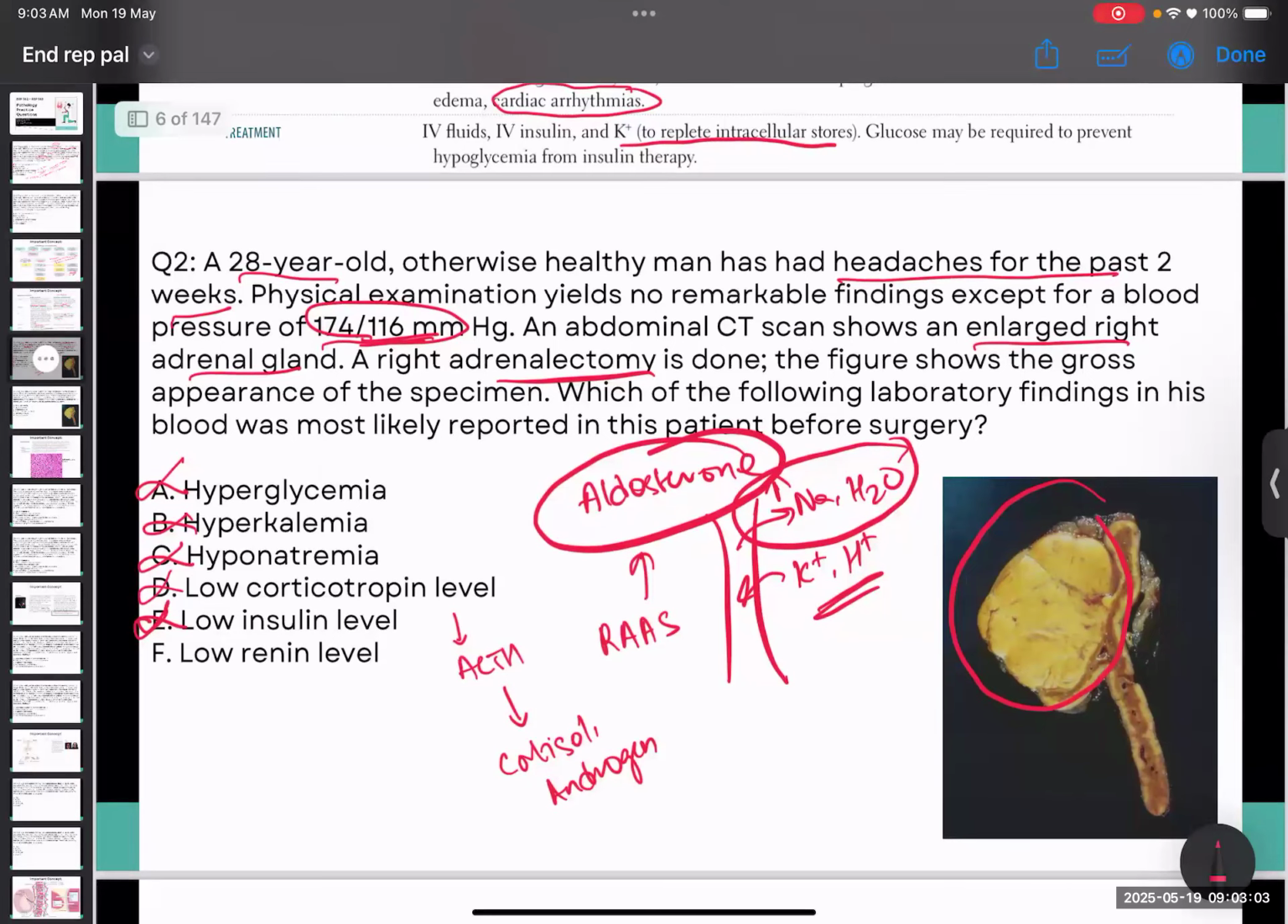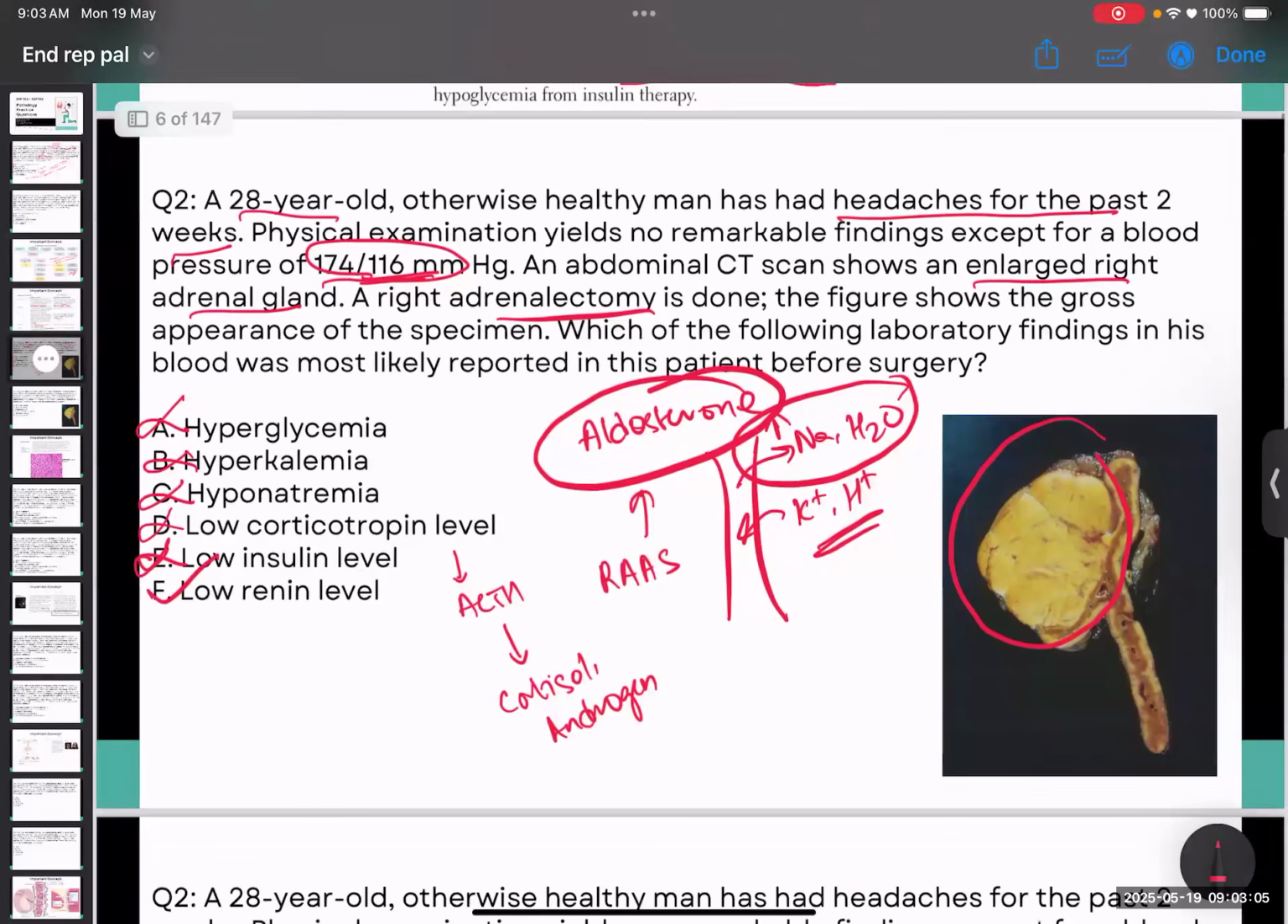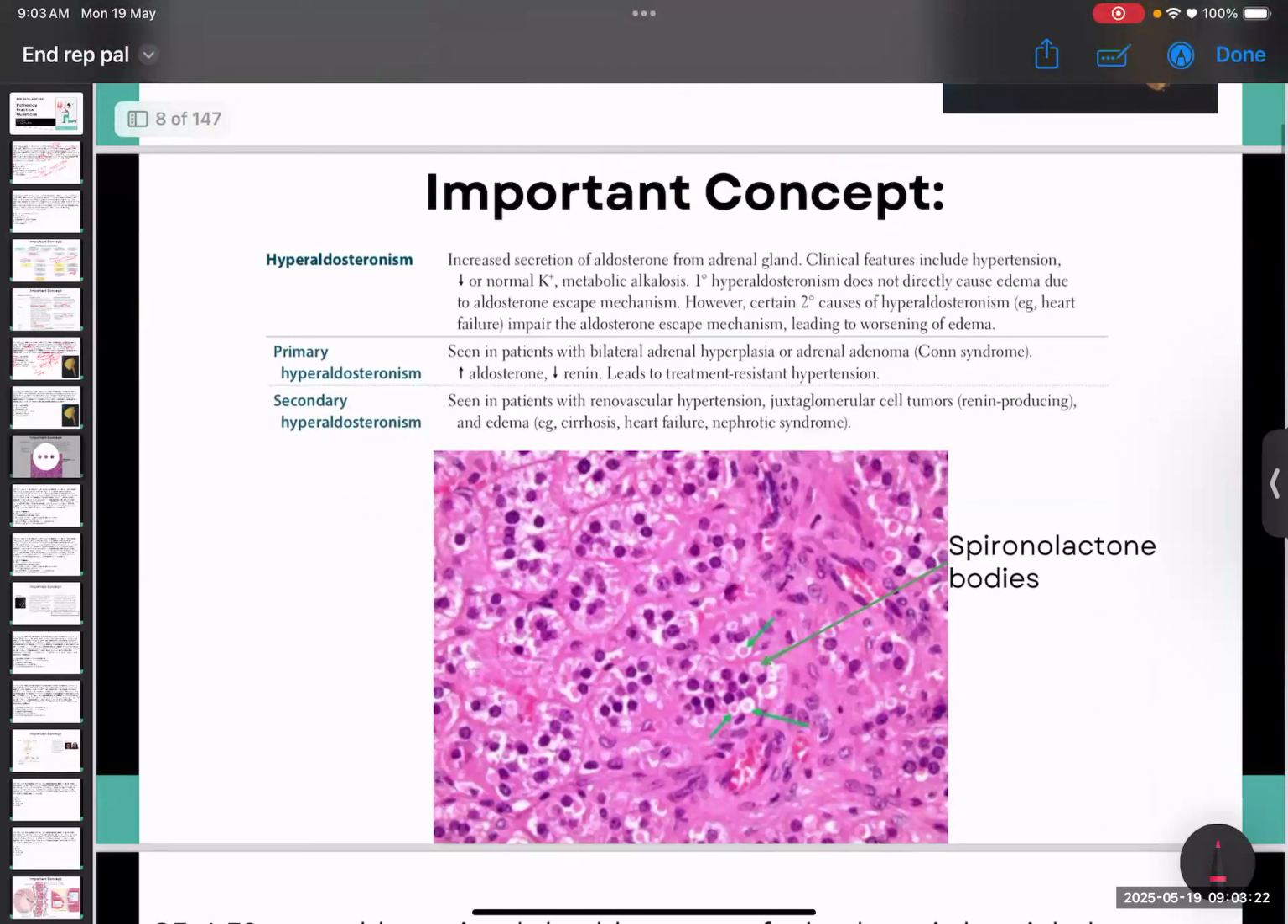Low renin levels is the answer here, mainly because, like I mentioned, aldosterone is regulated by the renin-angiotensin-aldosterone system. So if your aldosterone is really, really high, it's going to have a negative feedback on the system, and it's going to suppress the levels of renin. So you're going to have low renin levels. So if it's an adrenal adenoma that is secreting aldosterone, it's called primary hyperaldosteronism, with high levels of aldosterone, low levels of renin, and usually treatment-resistant hypertension.